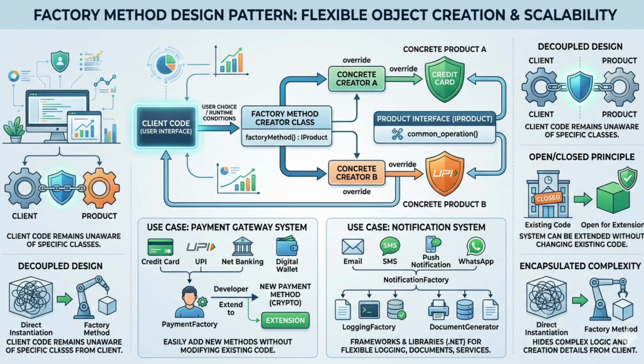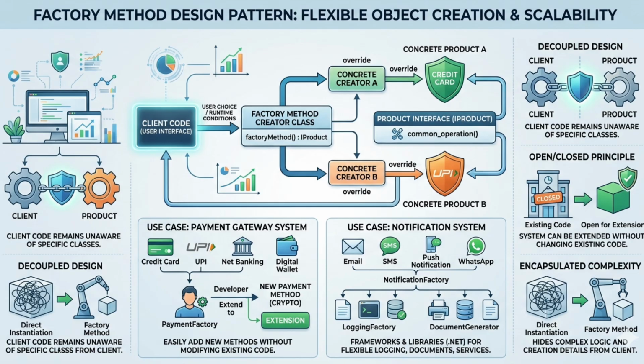In .NET development, the factory method pattern is commonly found in frameworks and libraries that require flexible object creation. For instance, logging frameworks may use factory methods to create different types of loggers: file, database, console, while document generation systems may use it to produce PDFs, Excel files, or Word documents.